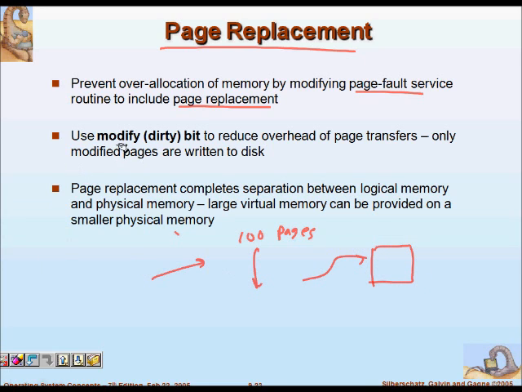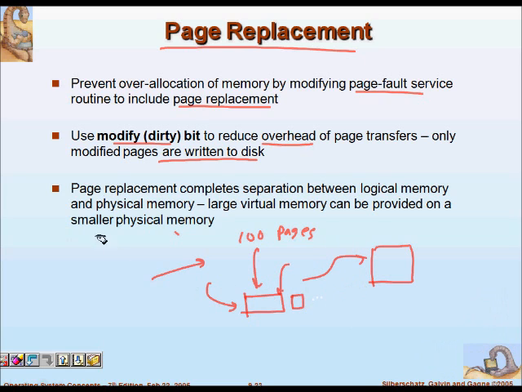Use a modify bit to reduce the overhead of page transfer, so only modified pages are written to the disk. If we bring some page into the main memory, there is a modify bit, or dirty bit. Let's say I was using this page, and with the page replacement policy I'm no longer needing it, so I swap a new page with this one. I will copy this one back only if it was modified. If it was not modified, I will leave it. This saves your input output.